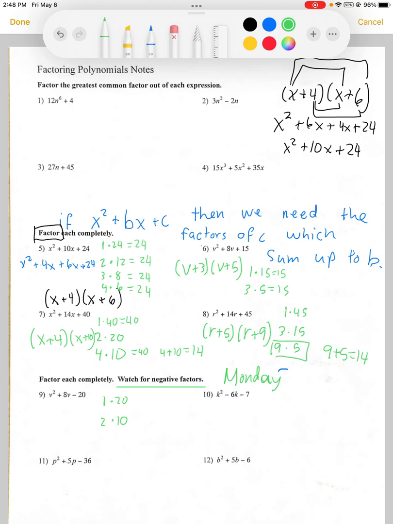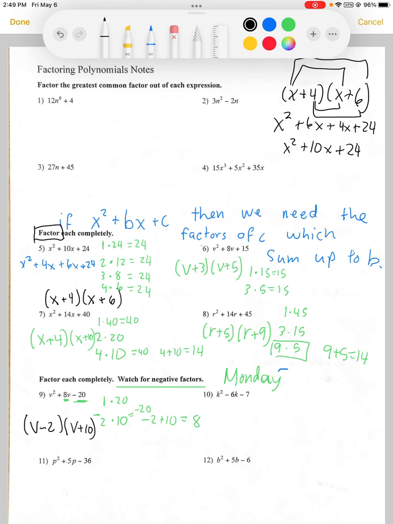2 times 10 is equal to 20. Negative 2 times 10 would equal negative 20. However, negative 2 plus 10 is equal to positive 8. Hey, that's what we're looking for. We have two numbers that multiply to equal negative 20, but add to positive 8. So then our answer is going to be, in the same format as above, v. This time, though, it's going to be v minus 2 and v plus 10.